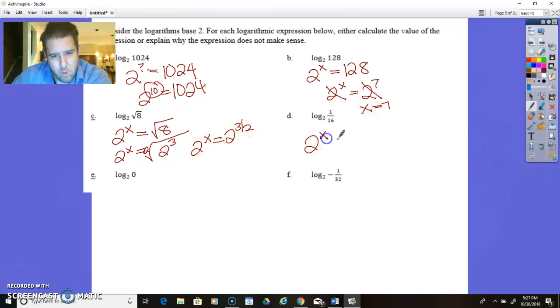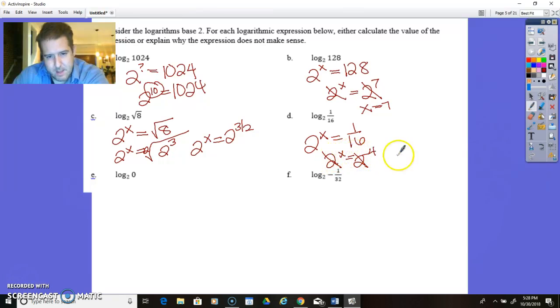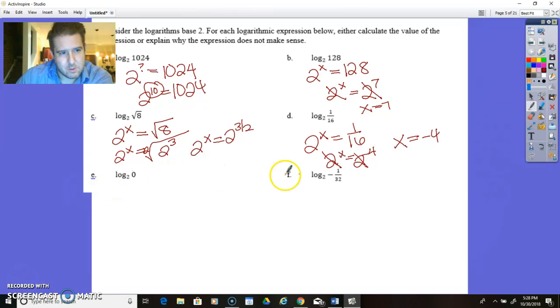So this is 2 to the what power? What power of 2 is equal to 1/16? So 1/16 is the same thing as 2 to the negative 4th, since 2, 4, 8, 16 is the fourth power. So 2 to the what? Once your bases are the same, the exponents must also be the same. So it's negative 4. Now for the last two questions, these are not possible.